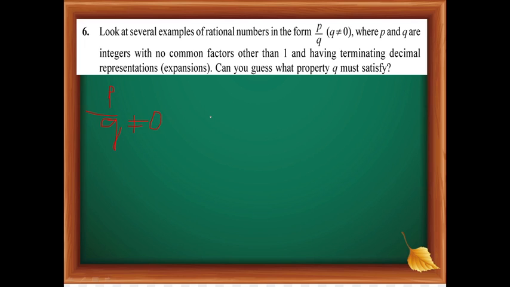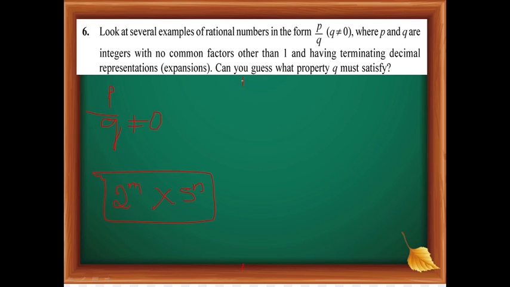A decimal is terminating if q is in the form of 2 raised to m and 5 raised to n. This is the important thing you should remember. If the number is in this form, 2 raised to m and 5 raised to n, then that number is terminating. So let me take some examples.